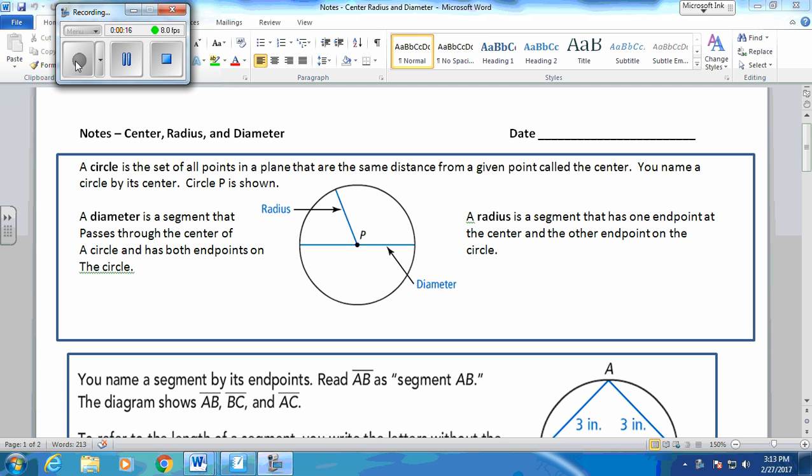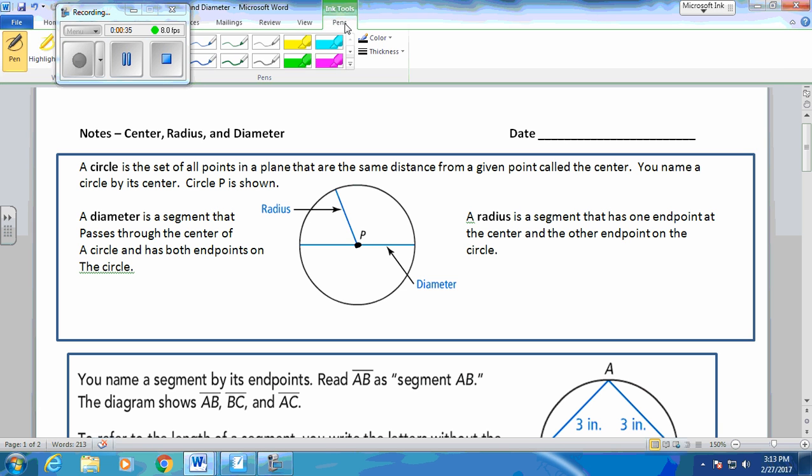First of all, a circle is a set of all points in a plane that are the same distance from a given point called the center. And you name a circle by its center. So this one right here is called circle P because of the P right here in the center of the circle. We then have two vocabulary words, diameter and radius.